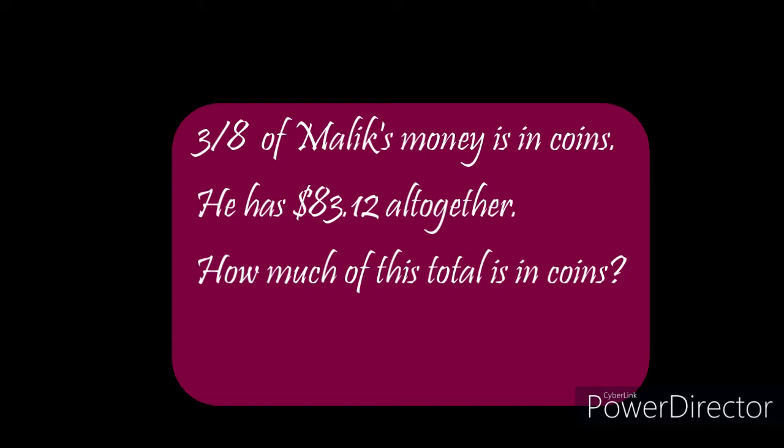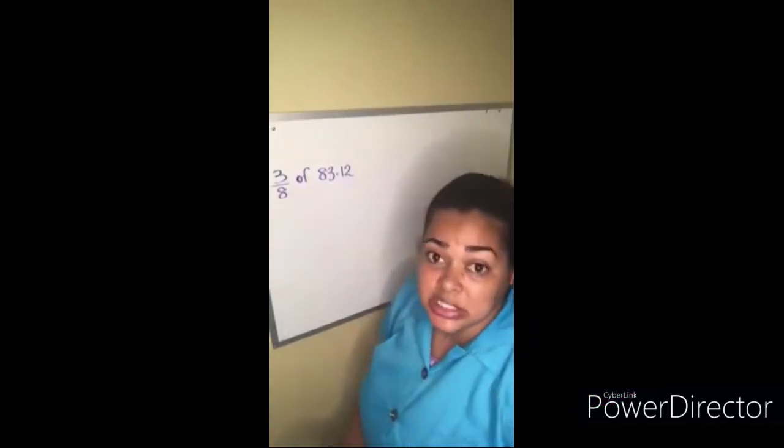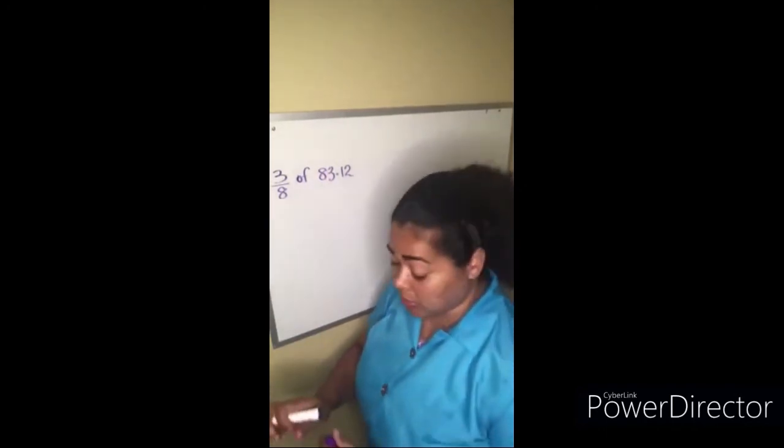3/8 of Malik's money is in coins. He has $83.12. How much of this total is in coins? Work this out by changing 3/8 to a decimal since we are dealing with money.